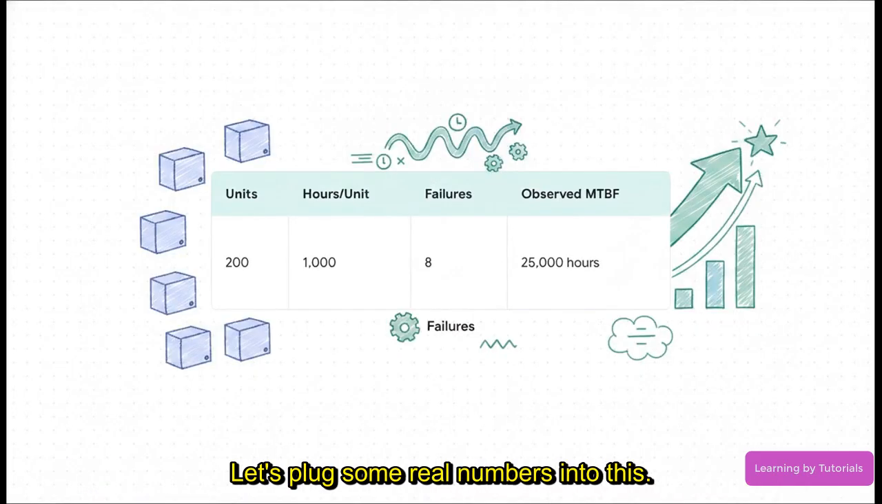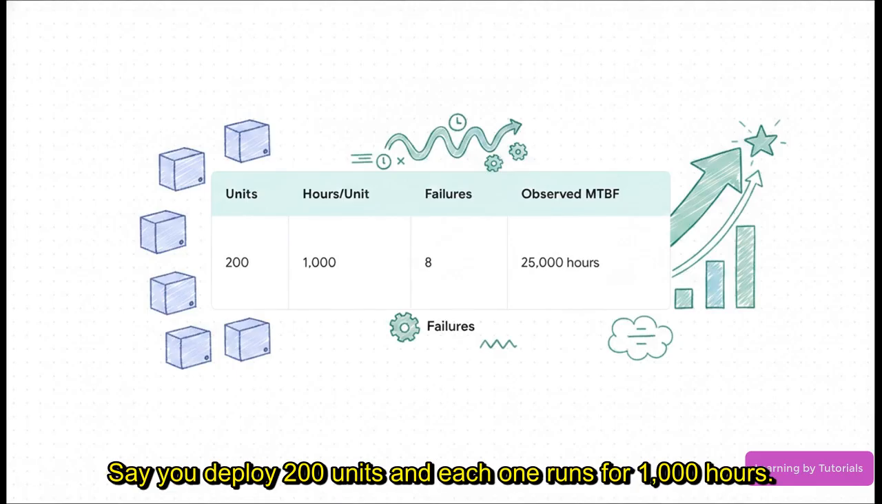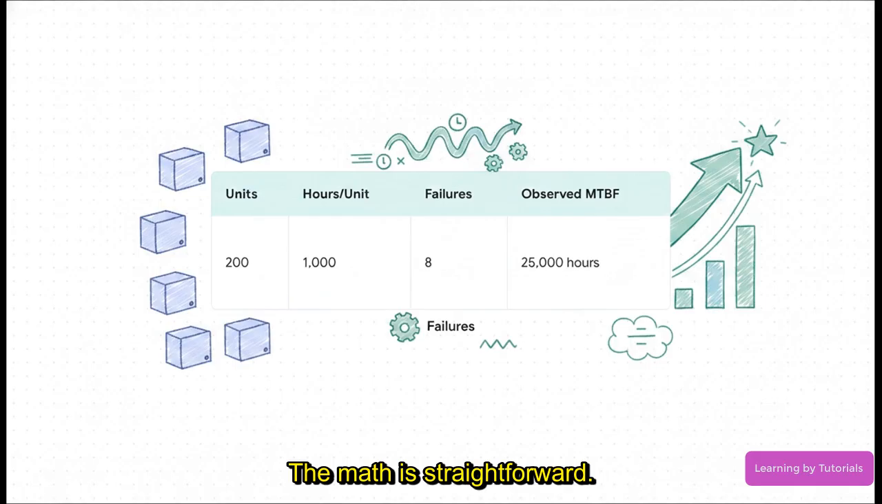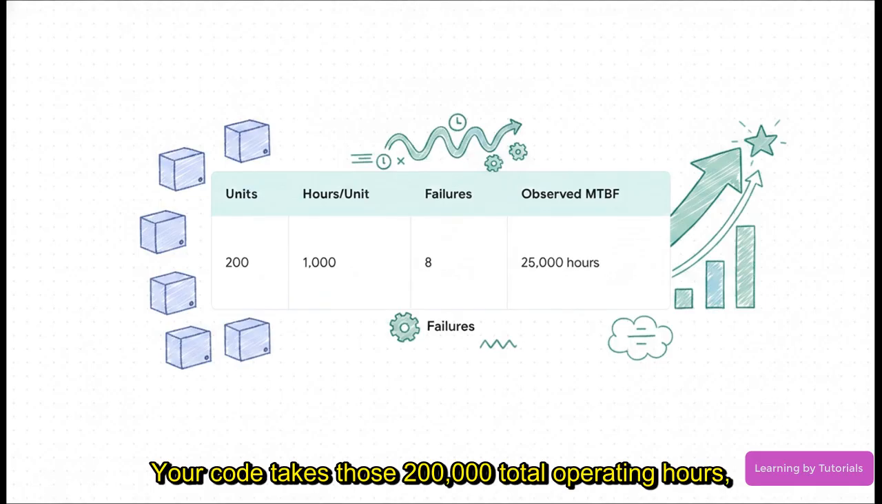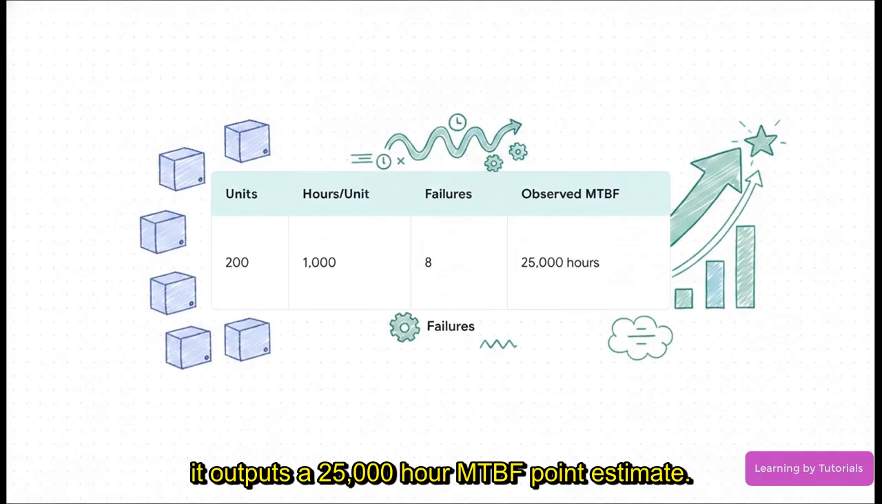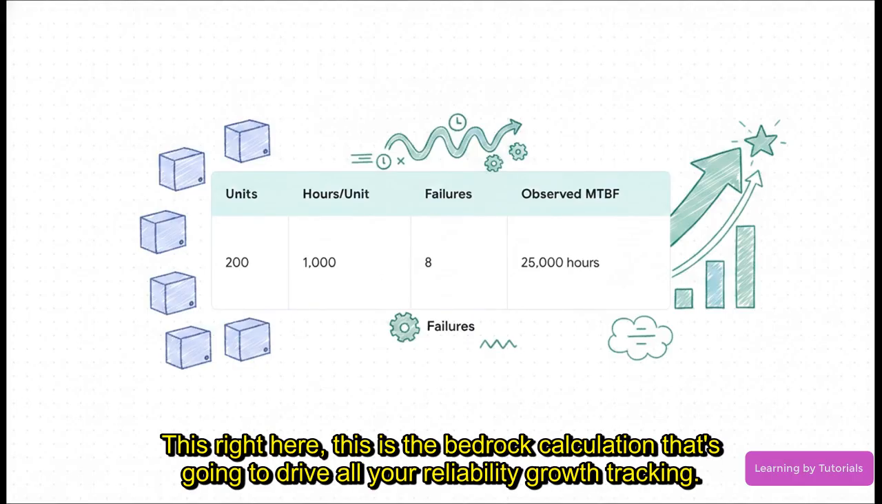Let's plug some real numbers into this. Say you deploy 200 units, and each one runs for 1,000 hours. Over that time, you observe 8 failures. The math is straightforward. Your code takes those 200,000 total operating hours, divides them by the 8 failures, and boom, it outputs a 25,000-hour MTBF point estimate. This right here, this is the bedrock calculation that's going to drive all your reliability growth tracking.